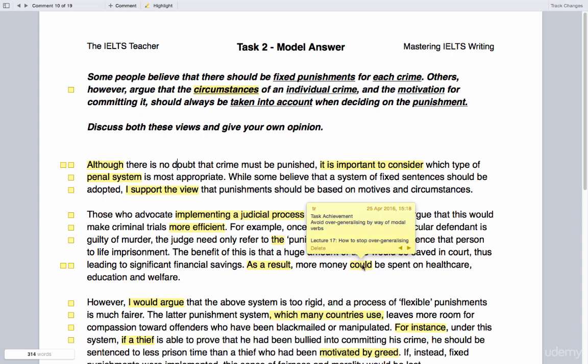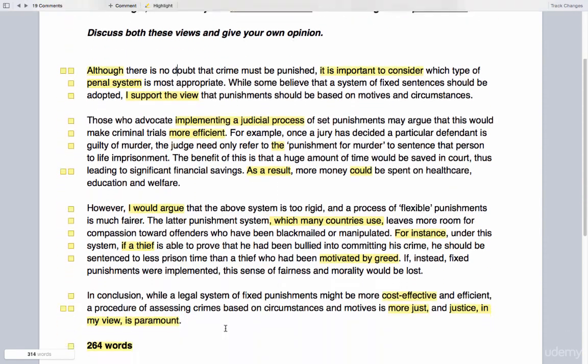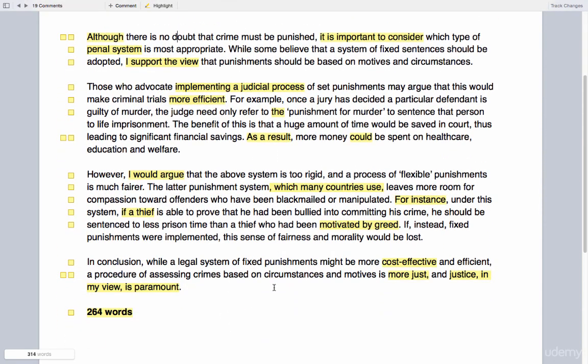And we have the word "could" here, which is a modal verb, and we're using this modal verb to avoid overgeneralizing. And this again helps us to score Band 7 and above in task achievement. And you can learn about this in Lecture 17, how to stop overgeneralizing. Let's move to the second body paragraph.